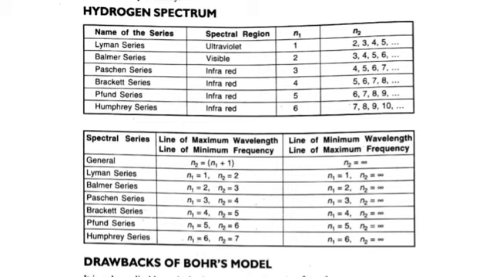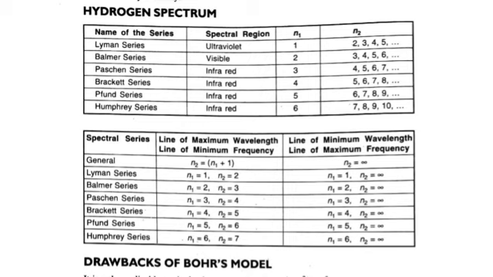Now let's talk about the spectral lines. How many spectral lines are there, or the line of maximum wavelength or minimum frequency? So here you can see in the Lyman series, n1 is equal to 1, n2 is equal to 2. For the line of minimum wavelength or maximum frequency, n1 is equal to 1, n2 is equal to infinity. Remember, for the first line n2 is equal to n1 plus 1. That is the line of maximum wavelength and minimum frequency, and the line of minimum wavelength and maximum frequency. Maximum means what? Infinity.